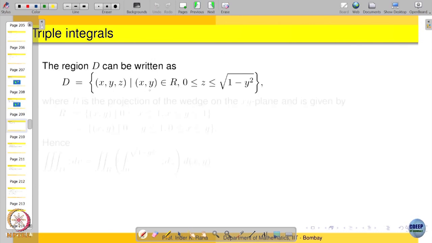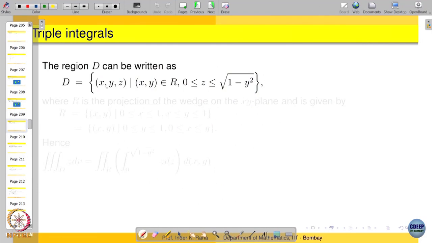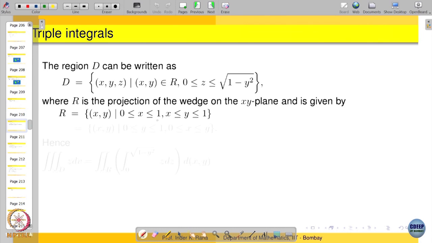So, how do you write that now? So, x, y, z. x and y are in the projection, and z goes from the bottom, that is the xy plane, 0. How high will it go? Up to the part of the cylinder. So, that is z less than or equal to 1 minus x square, okay. And the projection R is that triangle. So, let us write down: x between 0 and 1, y goes from the line y equal to x up to y equal to 1.